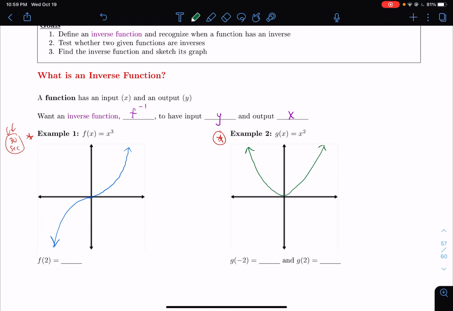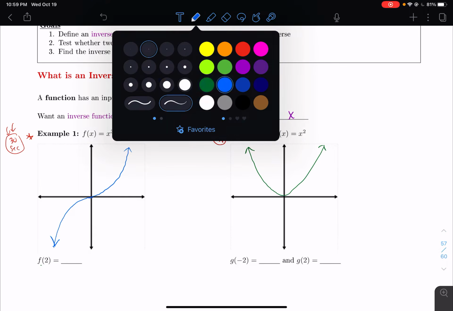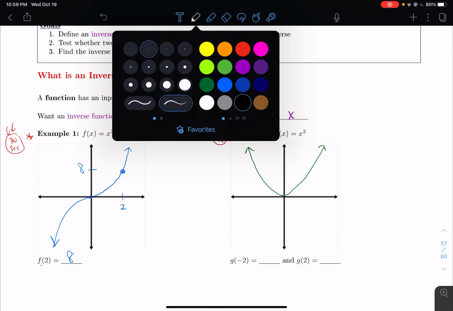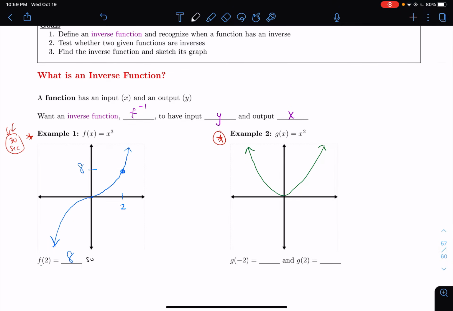In that first function, my x cubed function, what happens if I plug 2 into it? So f of 2: if I plug 2 in as the x value, 2 cubed is 8. So f of 2 equals 8. Based on what we want the inverse function to do, f inverse should switch the input and the output. So 8 should be the input and 2 should be the output. They need to get swapped.